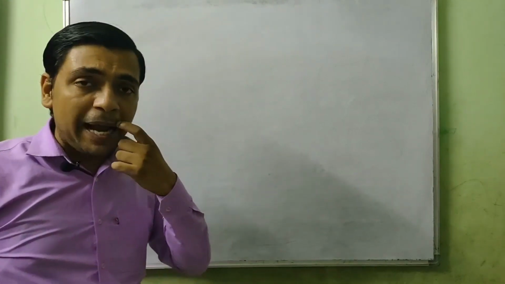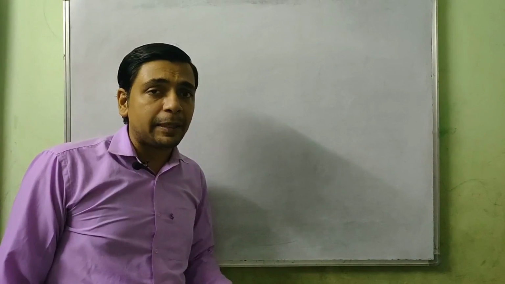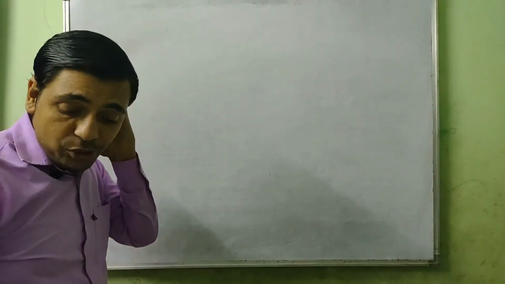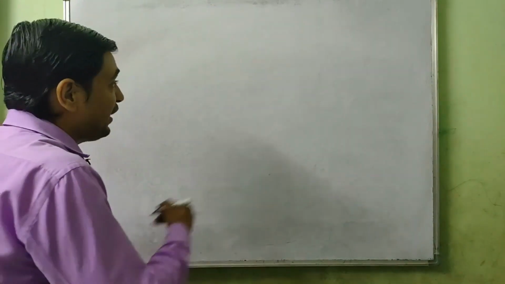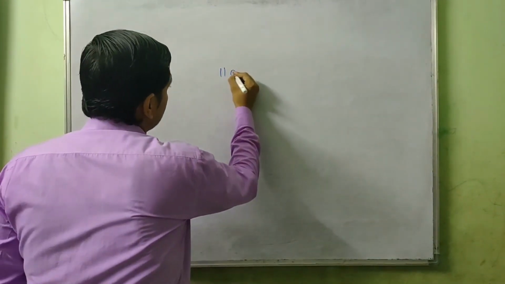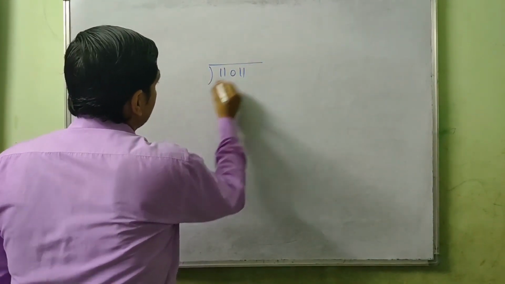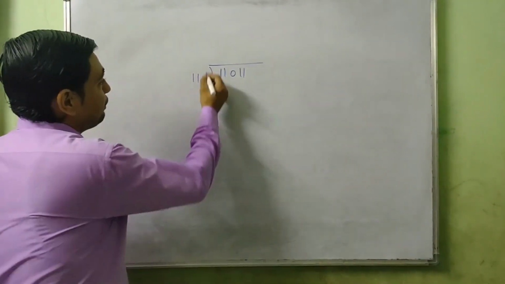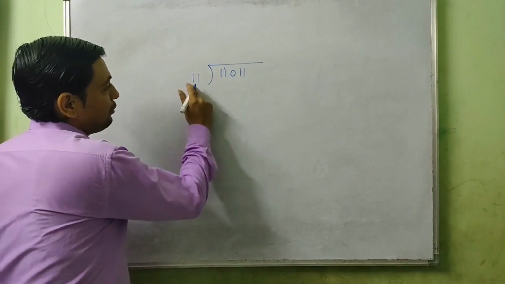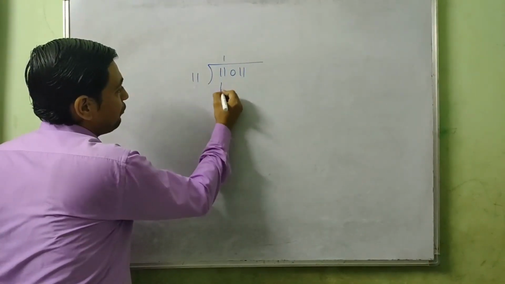So let's do the binary division. I'm just showing you the division operation because it is a combination of multiplication and subtraction. So let's do it. The first number we have to do is 11011 divided by 11. Okay, so we'll simply multiply 1 with 11. So that will become 11 itself.